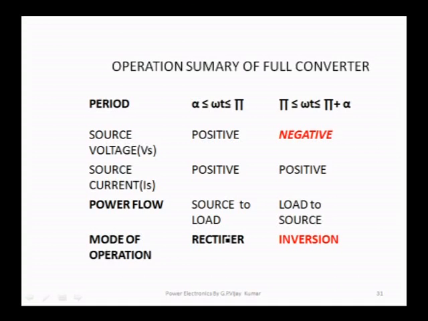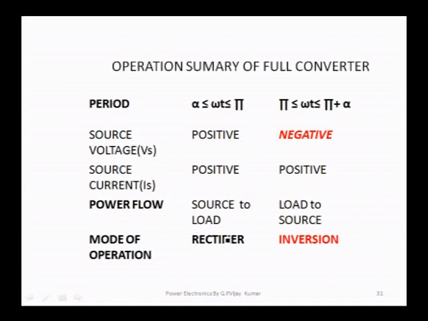Let us take the periods, two periods are available now: omega t greater than alpha and less than pi, and omega t greater than pi and less than pi plus alpha. The source voltage during the duration omega t greater than alpha and less than pi is positive, and then the voltage will become negative, but the source current remains positive. You will see in the waveform, as already told, during the entire duration alpha to pi plus alpha, the source current Is remains positive. The power flow is from source to load during the duration alpha to pi. The power flow during the duration pi to pi plus alpha is from load to source.